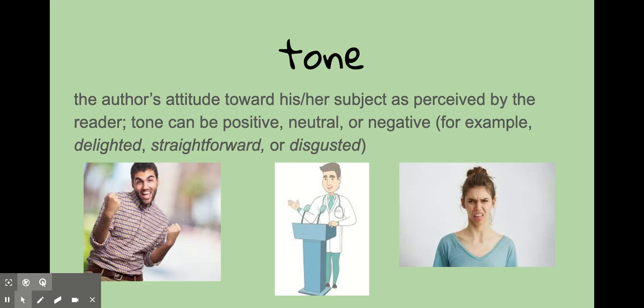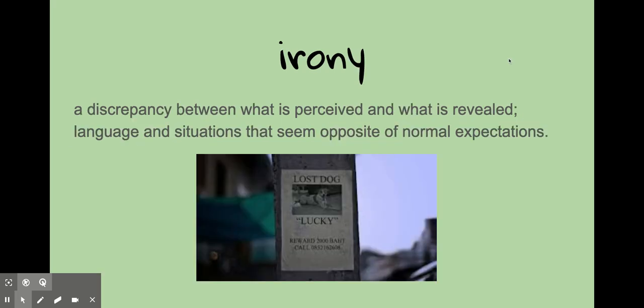For example, your narrator could present a delighted tone. By the words the narrator's using, you can tell that they really like their subject. They can use a straightforward tone and just give us the facts. Or they might be disgusted. That would be a negative tone, disgusted by what they're trying to tell us. And we can tell they're disgusted by the words that they're using. So tone relies on word choice, and that's really important to remember.